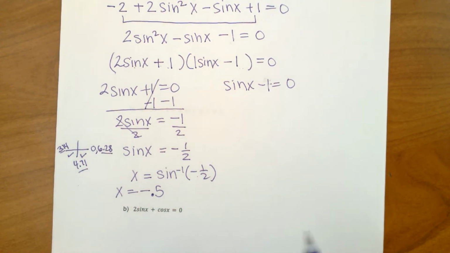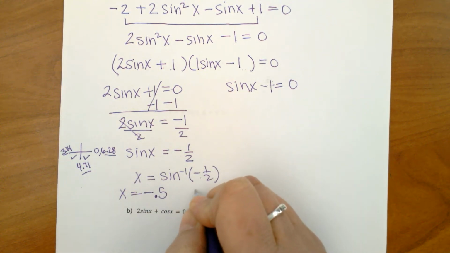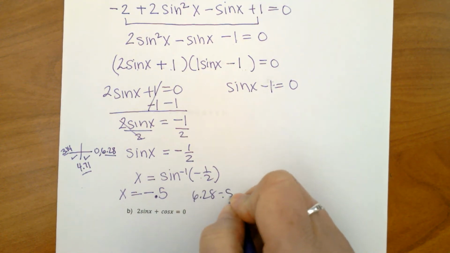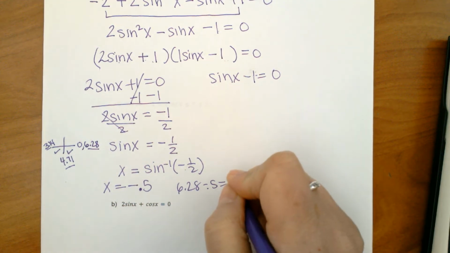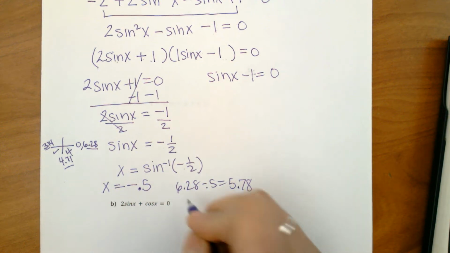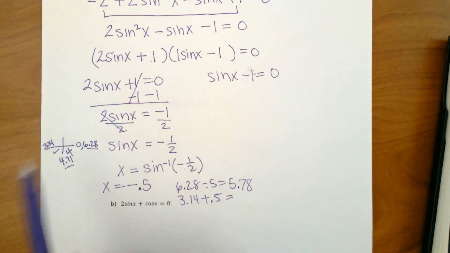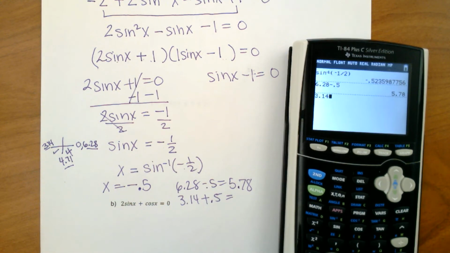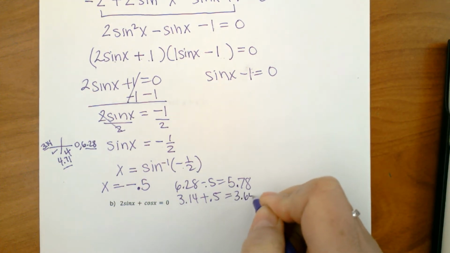So what I'm going to do is I think I might subtract 0.5 from 6.28, and let's see what happens. So 6.28 minus 0.5 equals 5.78, and that is in the fourth quadrant, so I'm good there. And then let's do 3.14 plus 0.5 because I want it greater than 3.14. So 3.14 plus 0.5, and that's 3.64.